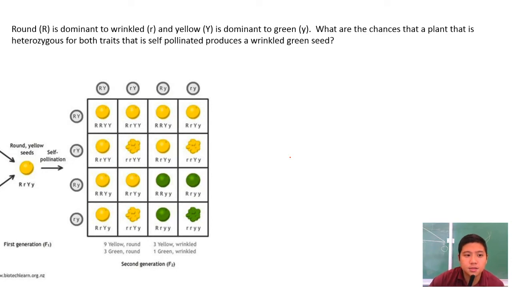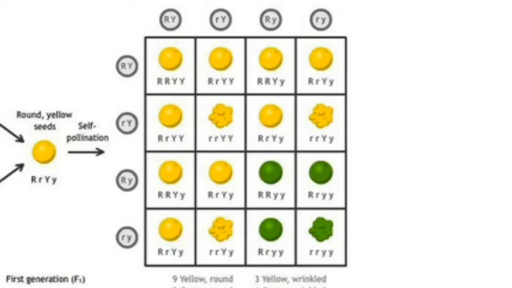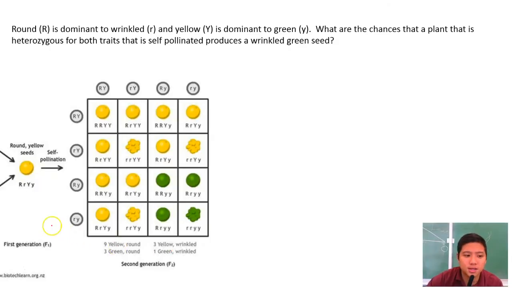Okay, so let's take a look at a problem here. We've already looked at simple genetics problems in the last video, and now we're going to look at this monster 4x4 Punnett square. This is called a dihybrid cross. Okay, so round is dominant to wrinkled, and yellow is dominant to green. What are the chances that a plant that is heterozygous for both traits, that is self-pollinated, produces a wrinkled green seed?